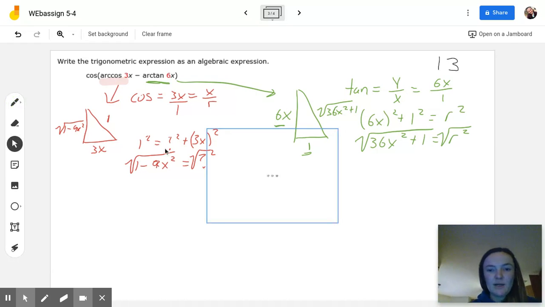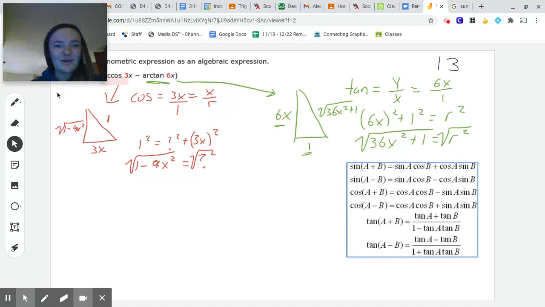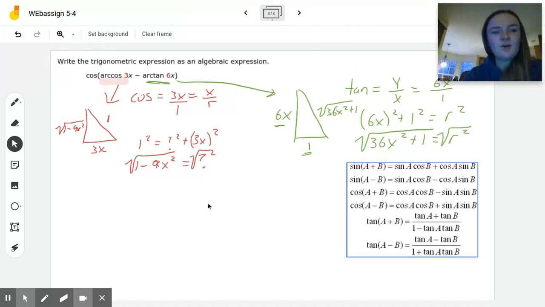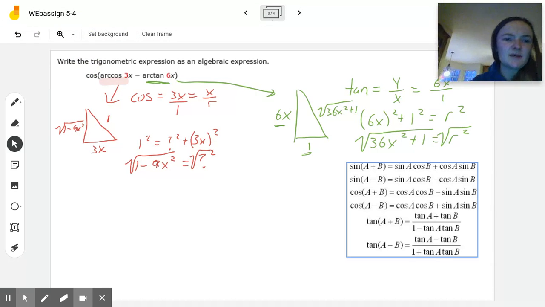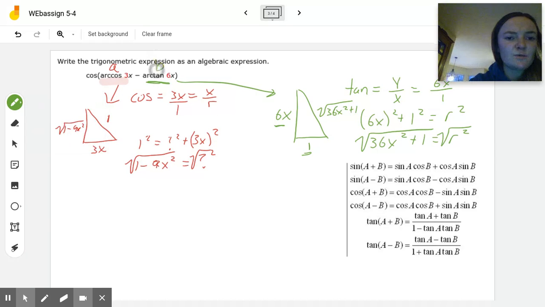So all I want to do now is use the identities that I know to go ahead and solve for this. So I have cosine of arc cosine of 3x minus arc tangent of 6x. I'm going to translate that into arc cosine of 3x is a, and arc tangent of 6x will be b. So I want to rewrite this using an identity. I have an a minus b. Well, a minus b looks like this one right here. So let's go ahead and use it.